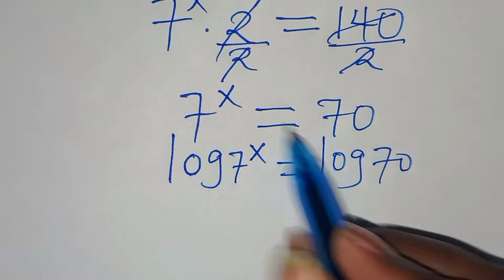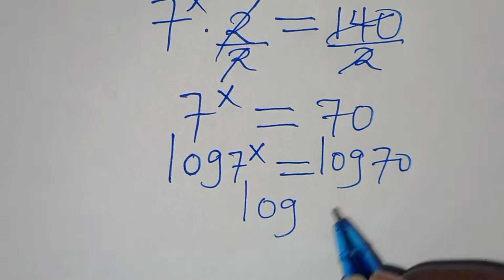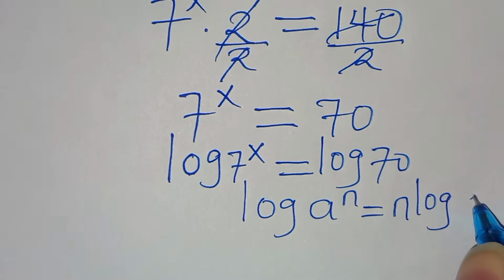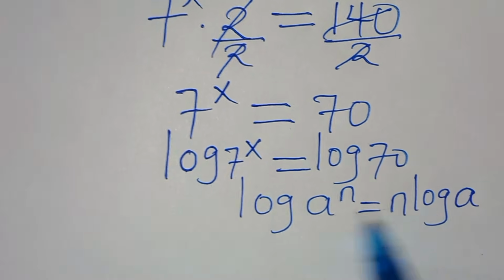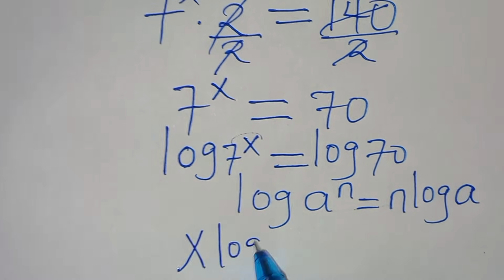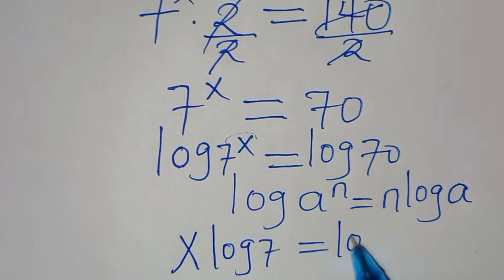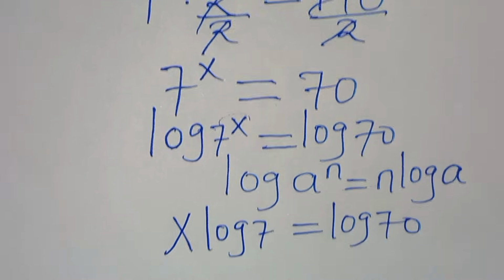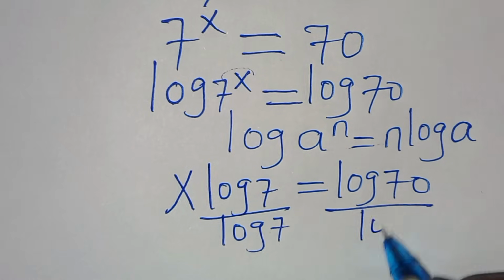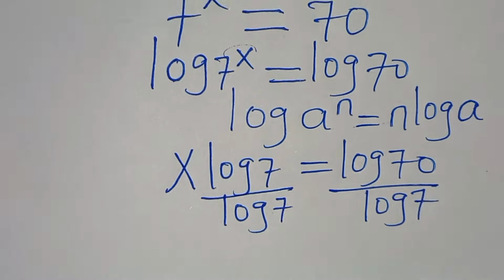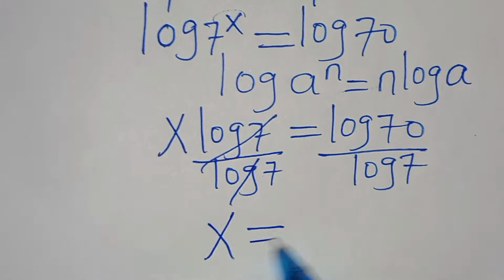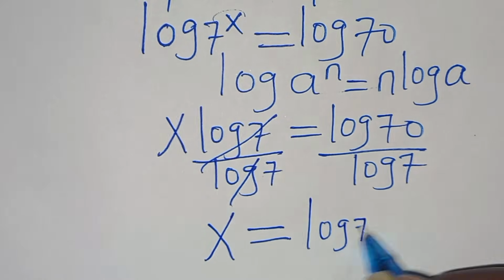Now, log 7 to the power of x, this is in the form of log a to the power of n, which we can express as n log a. Applying this power rule property of logarithm, then log 7 to the power of x becomes x log 7. This is equal to log 70. So let's divide both sides by log 7. So here we have log 7. Let's simplify log 7 and log 7 here, so that now we have x is equal to log 70 divided by log 7.